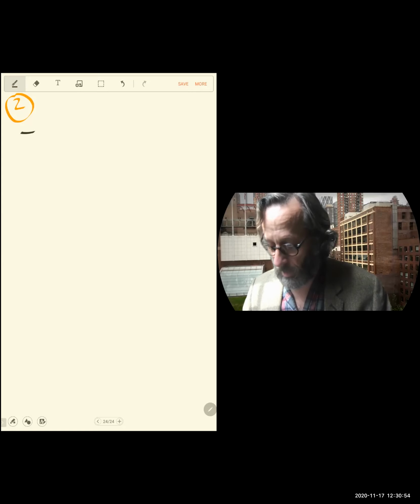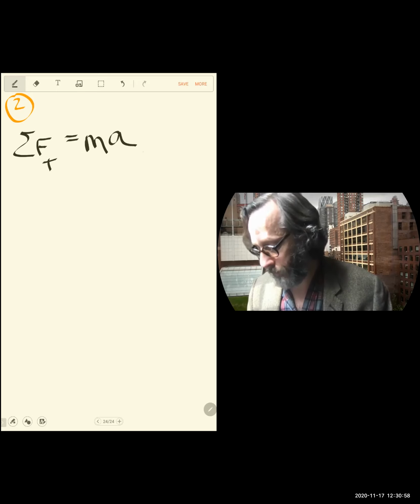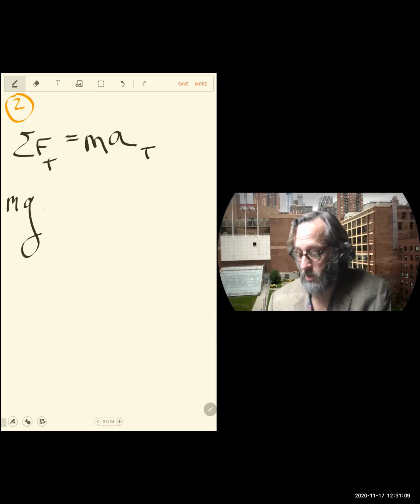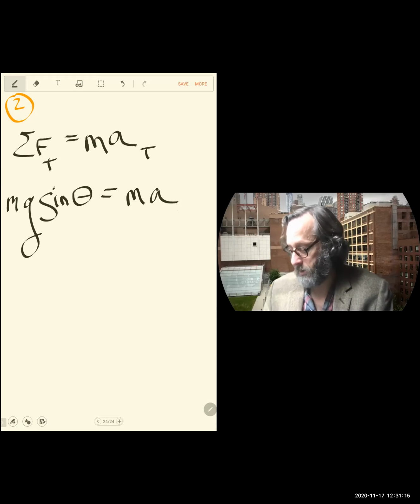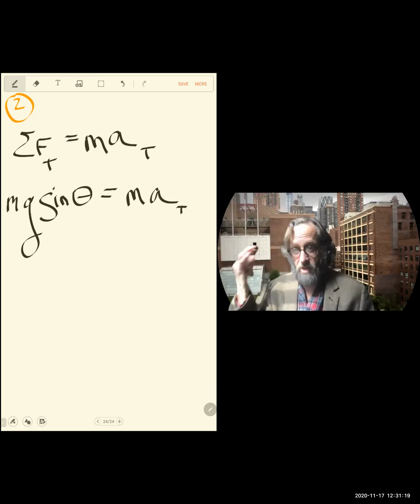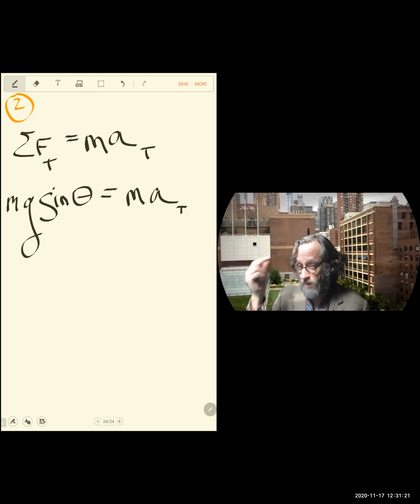Axis 2 says the sum of all the forces on the tangential axis equals, okay, now there's only one force on that axis, one component of gravity. In other words, one portion of this thing's weight is what's causing it to change its speed. Mg sine theta equals m a_t. Okay, this is what we have. a_t means acceleration in the tangential direction. What does that mean in English? It means the rate at which this thing is speeding up or slowing down, exactly what you'd expect.